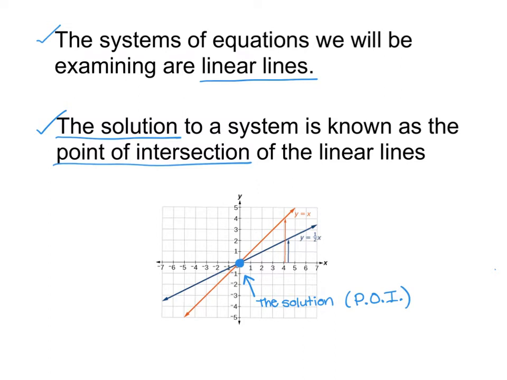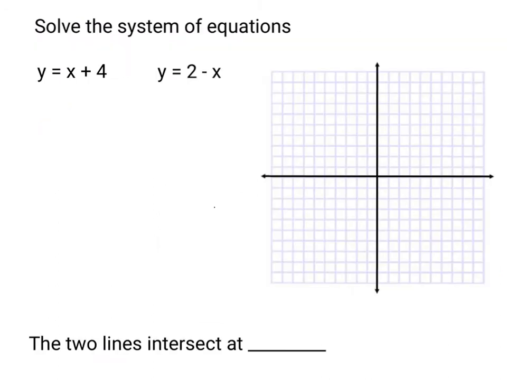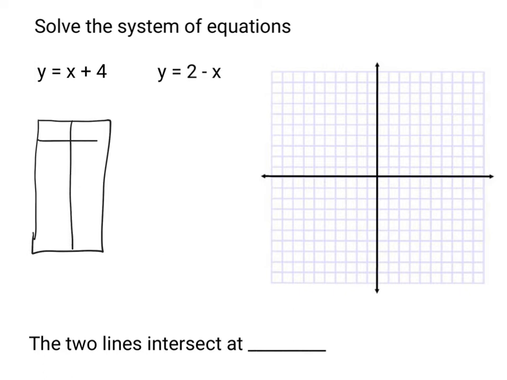So I will use POI as point of intersection instead of writing the whole thing. In this question, we are going to solve the systems of equations. So we are going to graph these two lines and find the point of intersection. To do that, I'm going to draw a table of values. So here's my table of values.